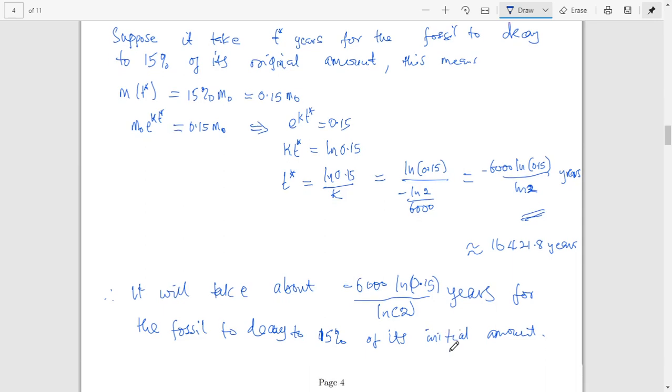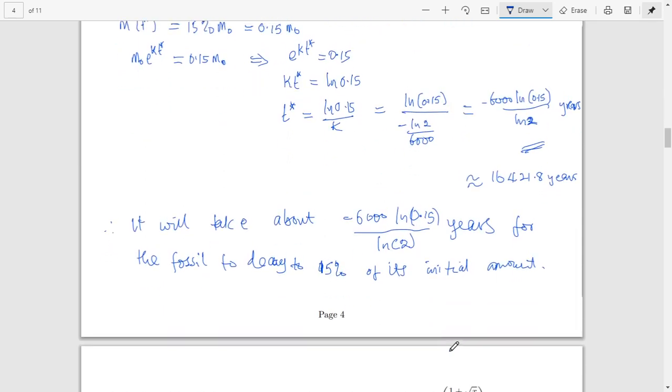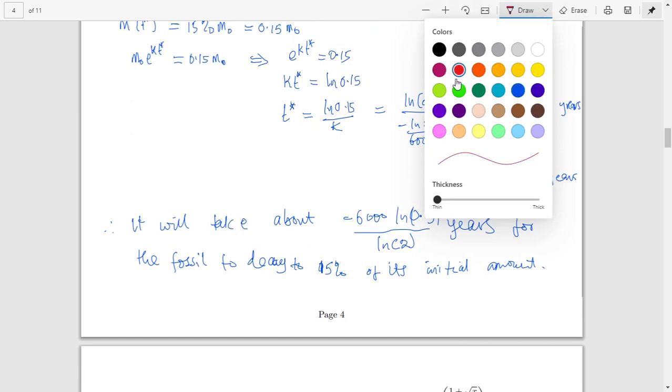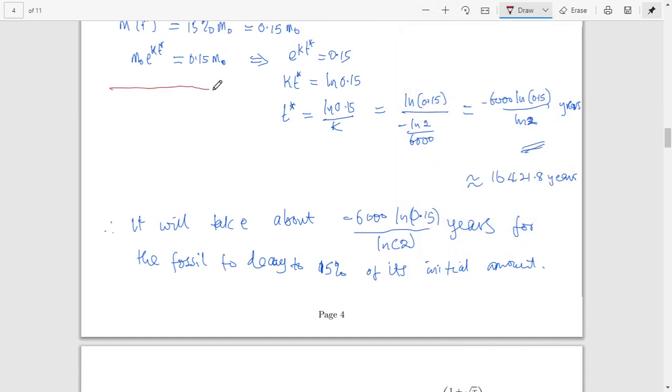Now, let's think about this. We got that this value was 16%. I'll write something here and erase it. Let me just make some comments here so you can see this conceptually.